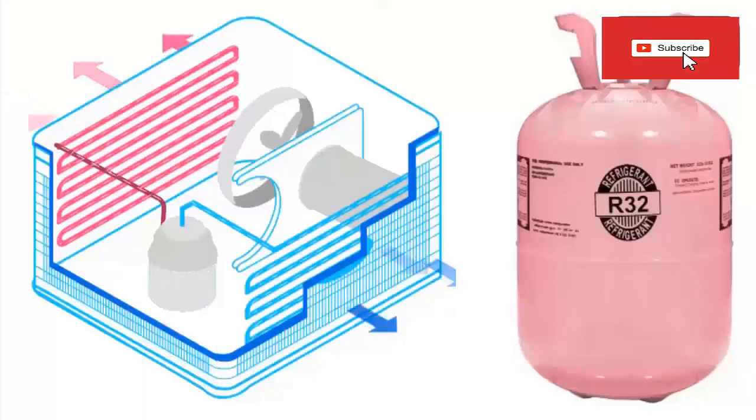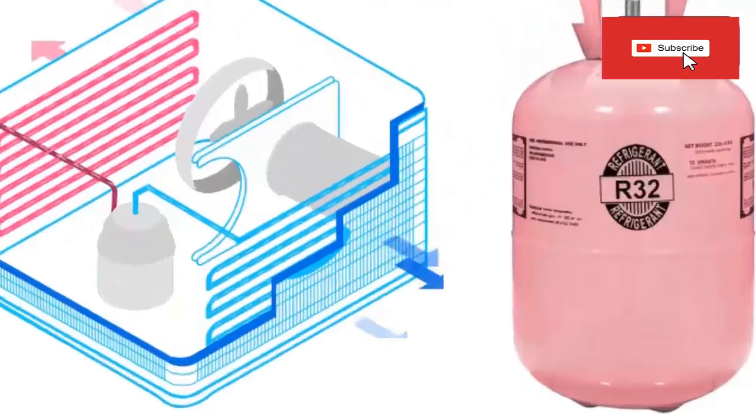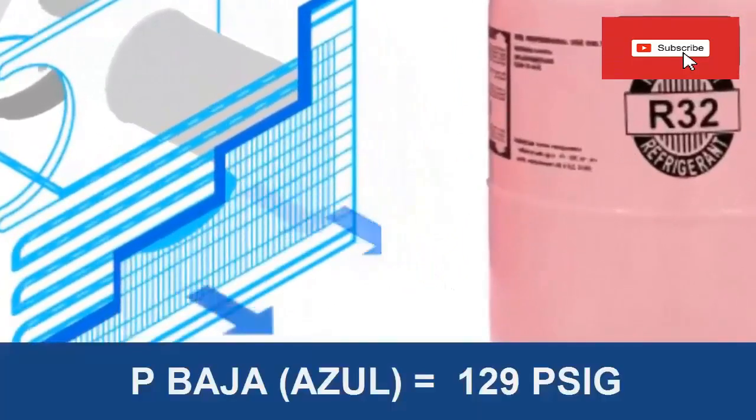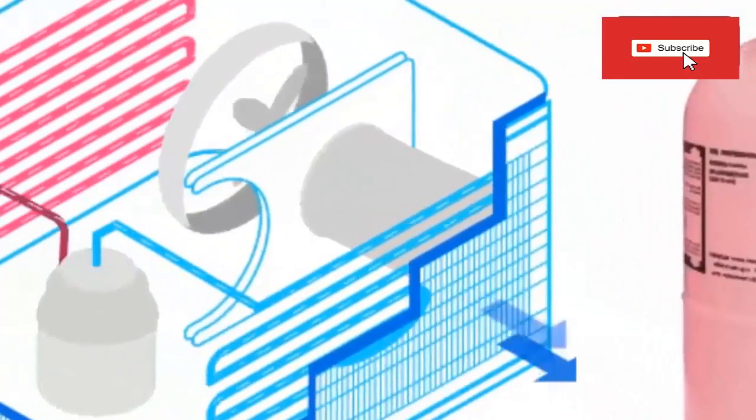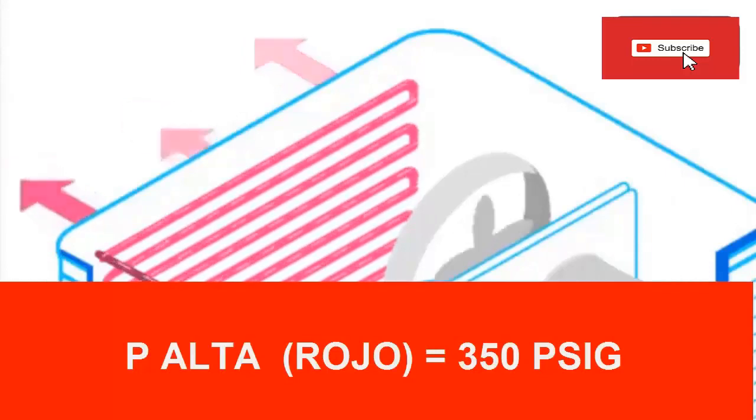The pressures of the refrigerant gas R32 are very similar to those of R410, so we have, for an evaporator temperature of 5 degrees C, the manometer of an air conditioner with R32 should read about 129 psi. The high pressure of an air conditioner that works with R32 for an outdoor ambient temperature of 30 degrees Celsius should mark close to 350 psi.